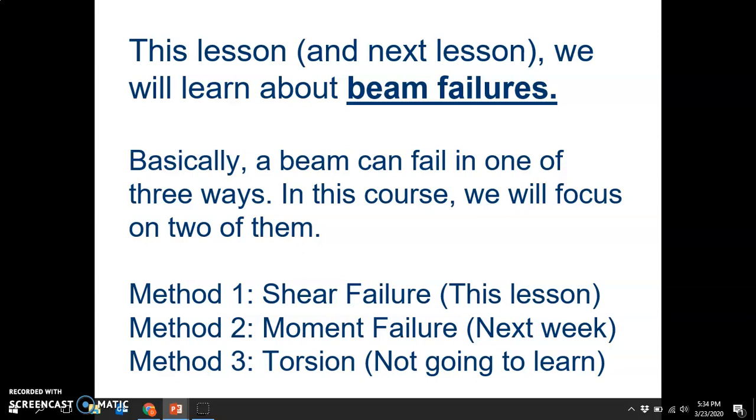Method number two of failure is a moment failure, and we're going to learn that next week. A moment failure is the beam is bending too much and then it becomes unstable. The third method of failure, which we will not learn, is called torsion, which is twisting of an I-beam.